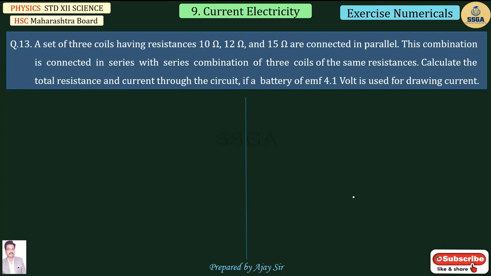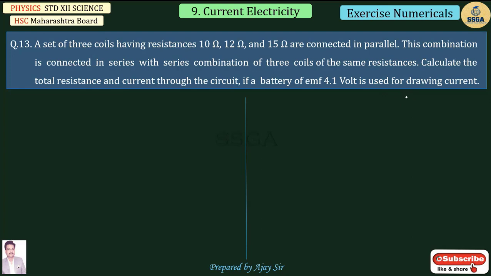A set of 3 coils having resistance 10 ohm, 12 ohm, 15 ohm are connected in parallel. This combination is connected in series with a series combination of 3 coils of the same resistance. Calculate the total resistance and the current through the circuit, if a battery of EMF 4.1 volt is used for drawing a current.